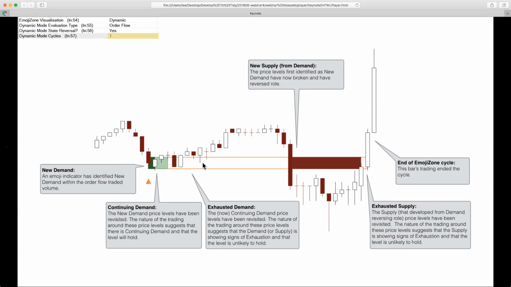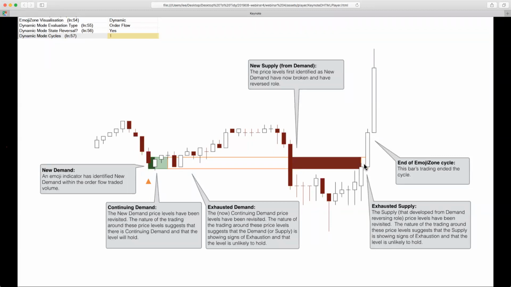At this point, you don't want to be buying it. You can be thinking, you know what, I'm quite happy to change my bias around this level because I'm interested in somewhere below it. Once we break it, if you have set state reversal to on, we change new demand to new supply. And then we continue with the same analysis.